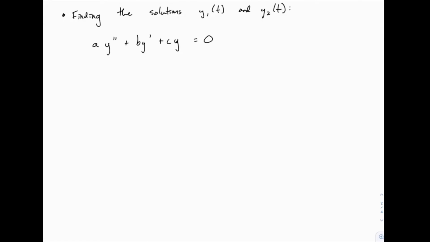Now we're ready to actually find the solutions to one of these second-order homogeneous linear differential equations with constant coefficients. Meaning a problem looks like this, now we can actually find the solution. To start, let's think on a very basic level about what kind of solution we should have.